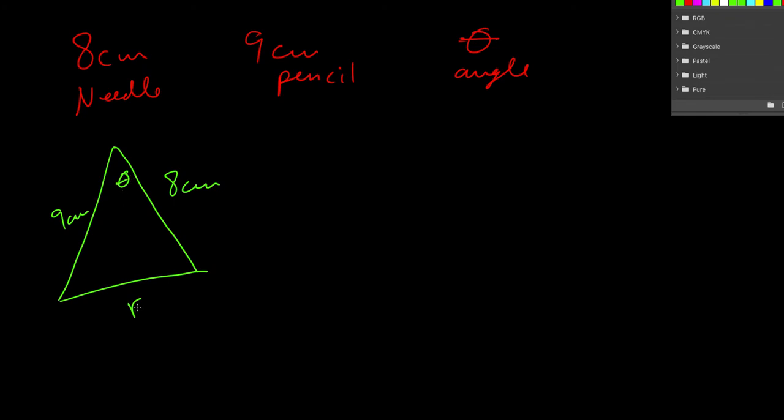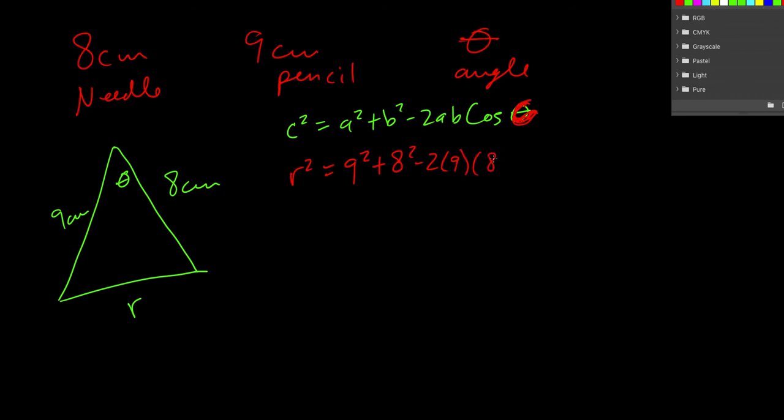Opposite sides are what we use for our c. So we have c squared equals a squared plus b squared minus 2ab cosine theta. So when we do that, the r is typically c. So we're going to say r squared equals 9 squared plus 8 squared minus 2 times 9 times 8 times cosine theta.